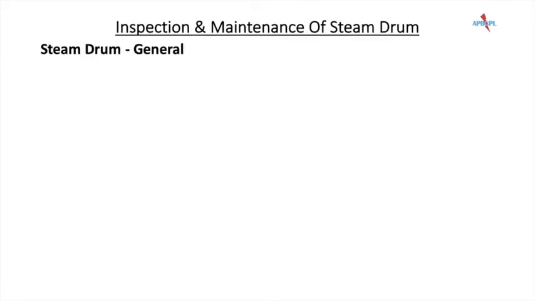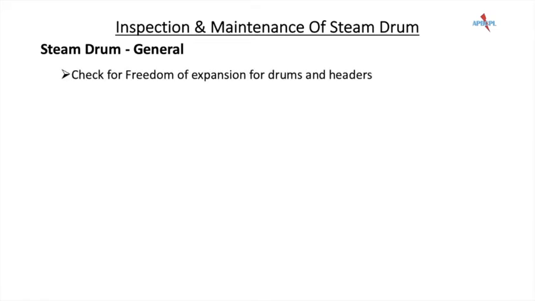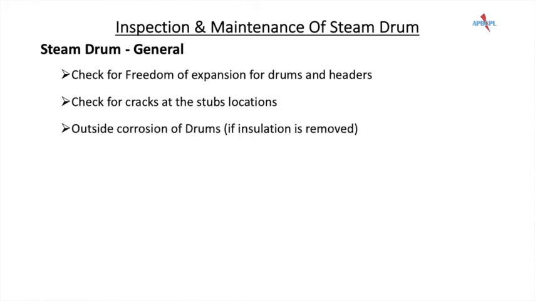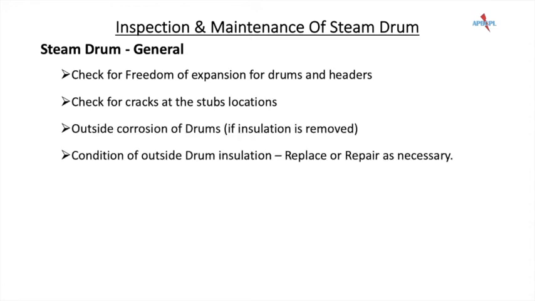The steam drum shall be inspected externally for freedom of expansion for drums and headers, cracks at the stub locations, outside corrosion of drums, if insulation is removed. Check the condition of outside drum thermal insulation. If required, replace or repair the insulation.